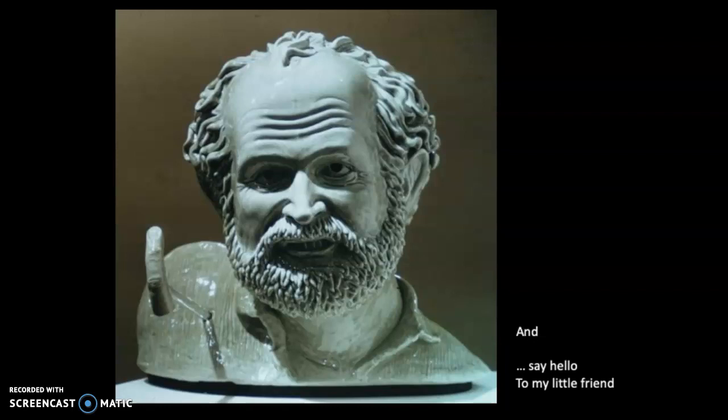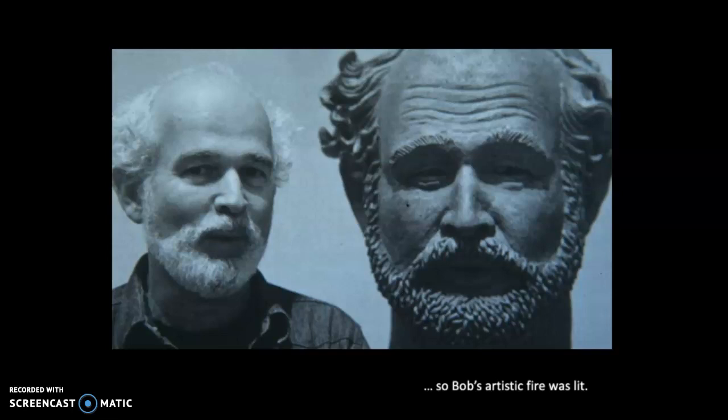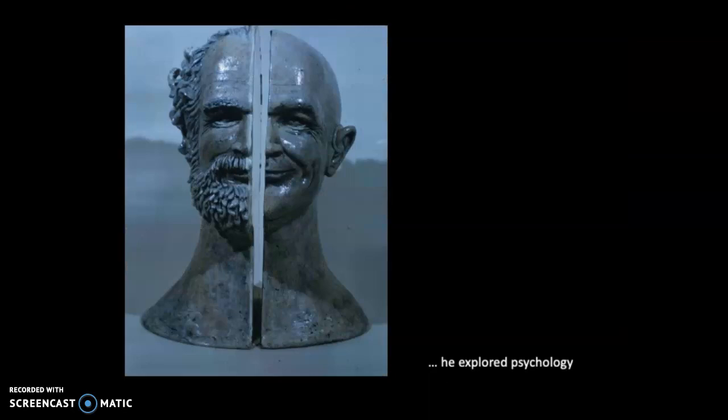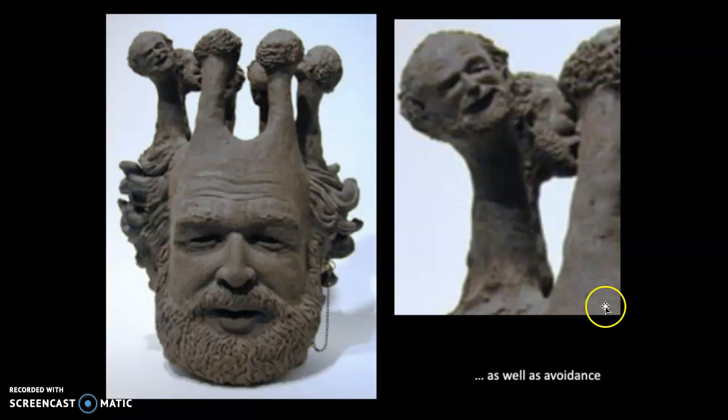So he could be downright irreverent. So works like this really started to get Bob attention, and his fire was lit, just to say the least. And he started to reference other works that he had just started, almost by accident, and he started to do self-portraits, a lot of them using himself as everyman, so to speak. Like this one, which was called Portrait of an Artist Losing Its Marbles, or he explored psychology as well as avoidance. You can see here that Bob's happy and all these little Bobs are talking, but Bob has earplugs in, so he's not listening, even to himself.